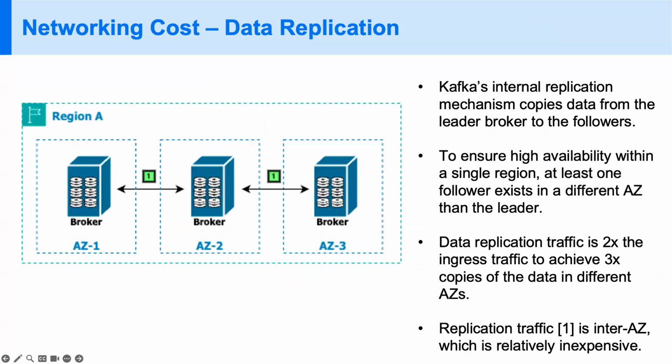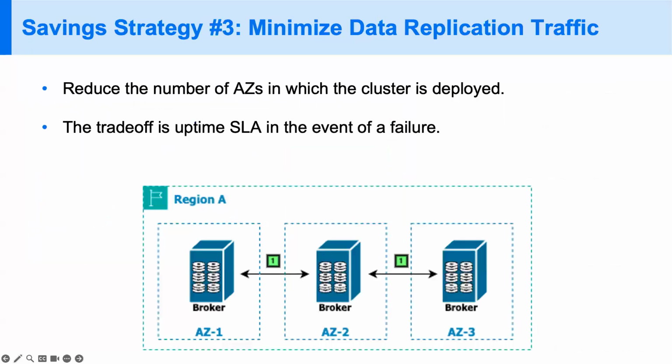So looking at another option for networking costs, which is data replication. We talked about data transmission, and now data replication, right? Kafka uses that leader-follower mechanism. To ensure high availability, you generally deploy your brokers across multiple AZs. You make sure that there's a leader in one AZ, and copies in other AZs. That way you have a copy of the data everywhere. And this data replication is a factor of your replication factor and the number of AZs you deploy within.